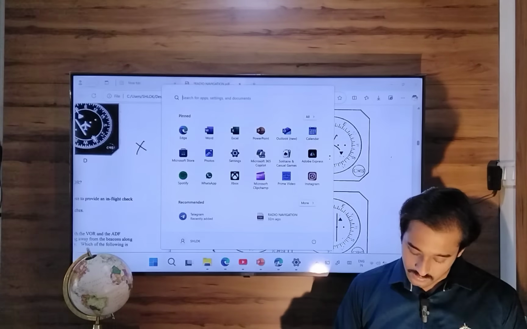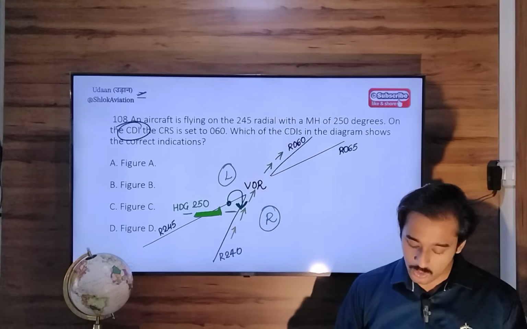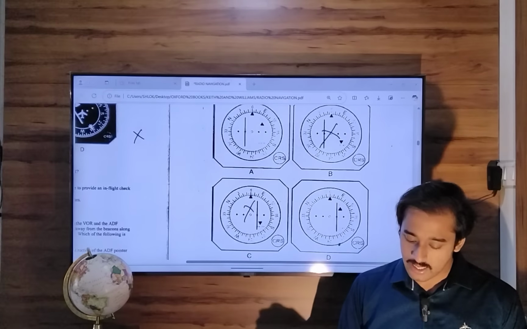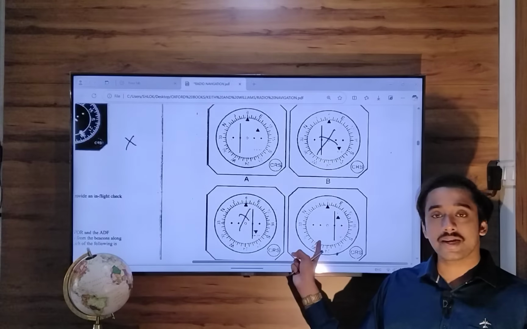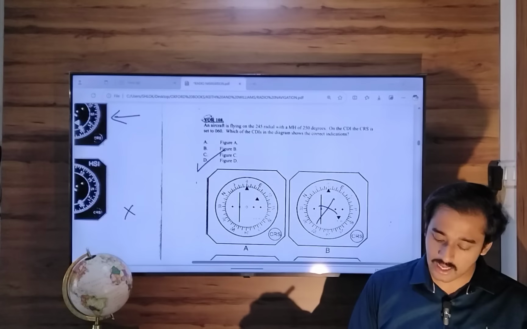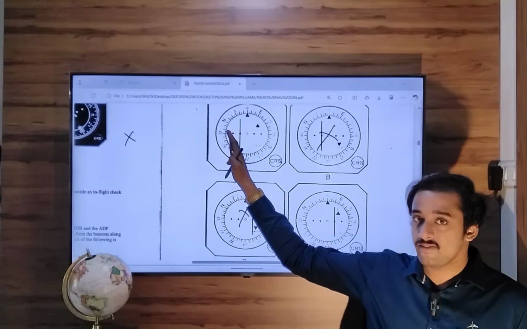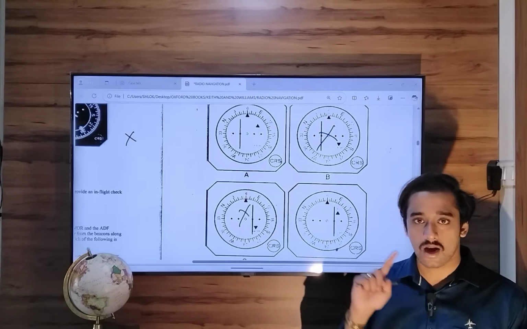So 5 degrees, yes, 2.5 dots to the right hand side. The right hand side indication is shown only in diagram Delta. So the correct option is figure D, because in figure A, the CDI is telling you to fly left. In figure D, you are getting a right indication. So D is the correct answer.